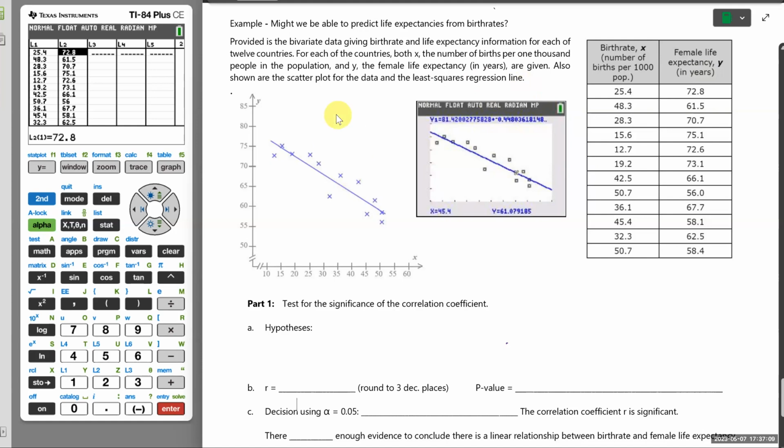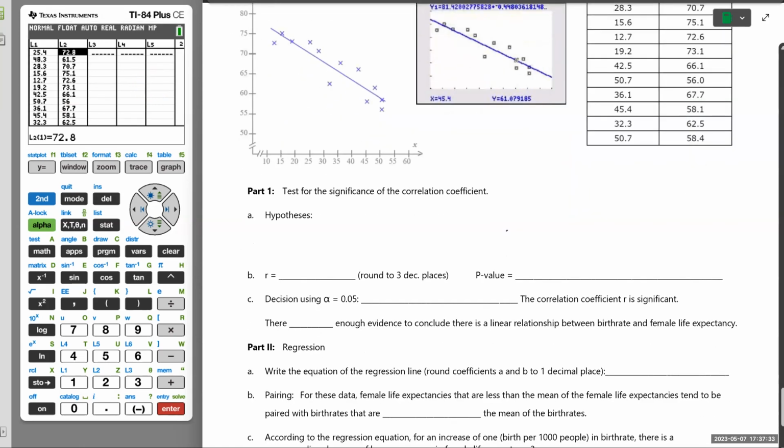All right, so let's begin here with part one, and we're going to test for the significance of the correlation coefficient. So first step is enter the data into L1 and L2. I've done that. If you'd like to pause and enter in the data, we pick up from there and write our hypotheses. All right, so we have our null hypothesis and our alternative hypothesis.